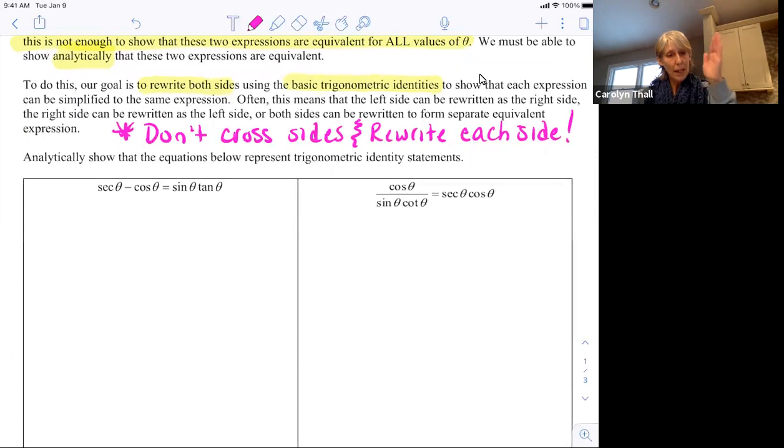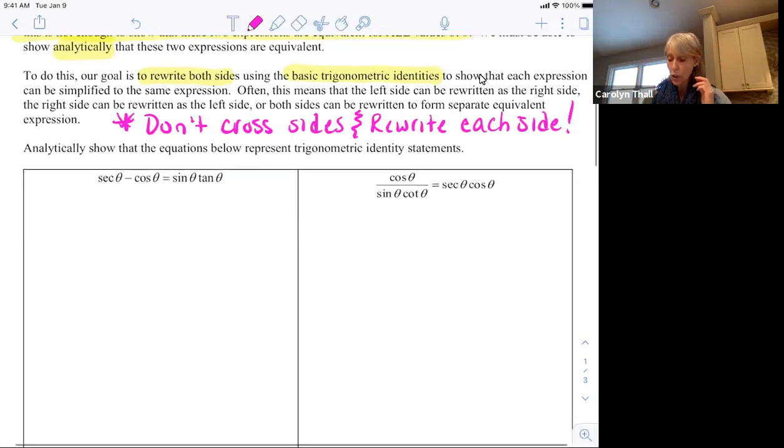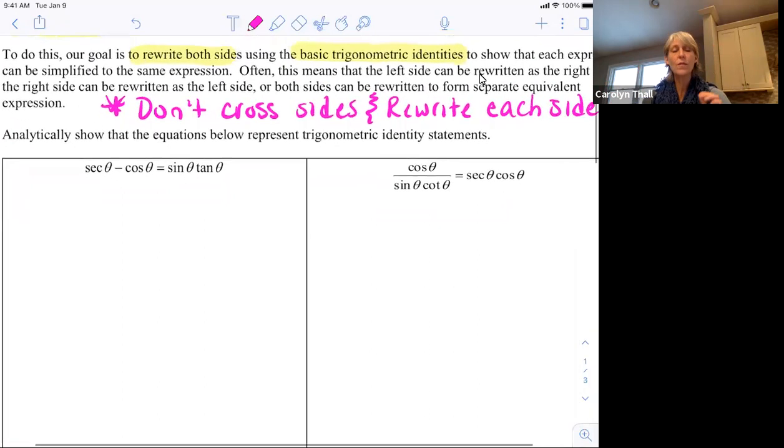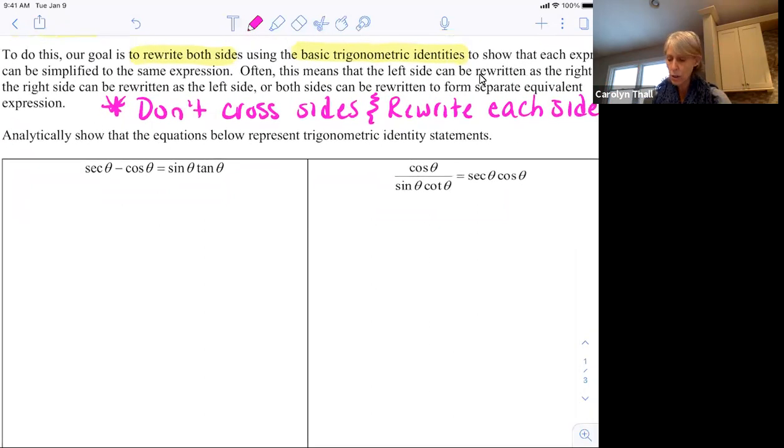So I'm going to rewrite my left side. When I see the words analytically show, the equations represent identity statements, we're verifying that the left side equals the right side. Since both of these sides are complicated, meaning I don't have one single trig expression, I'm going to rewrite. And I usually try to start with rewriting in terms of sine and cosine. That usually gets me what I need. And then I'm going to use the algebra we went over yesterday to simplify.